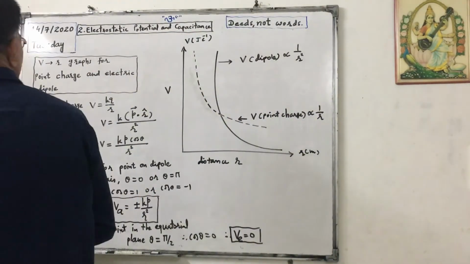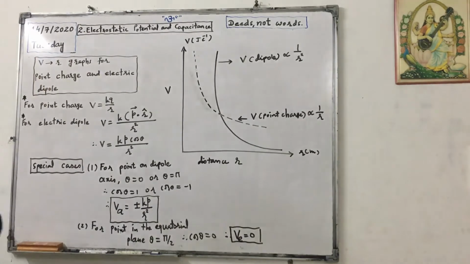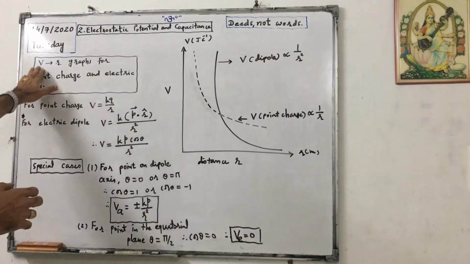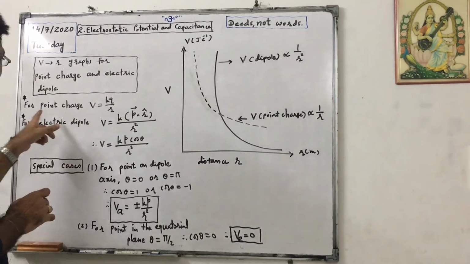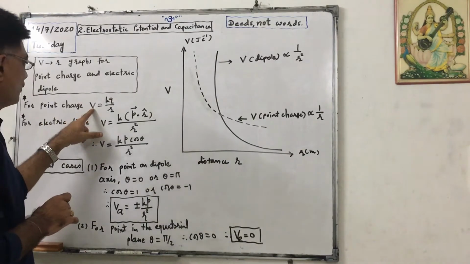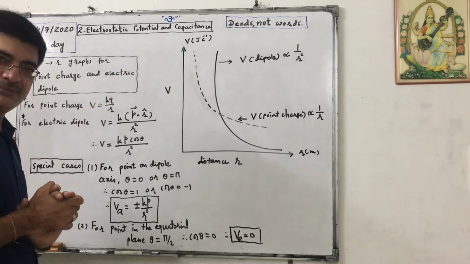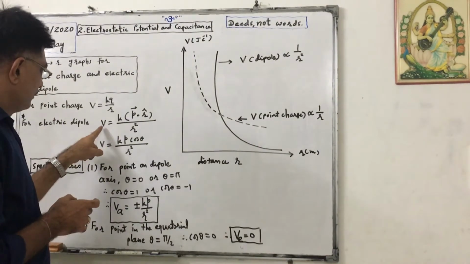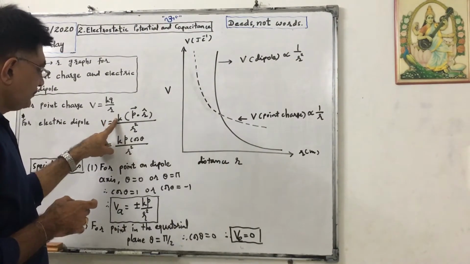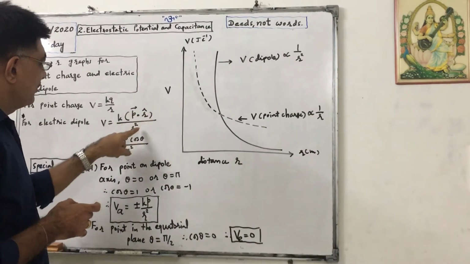So this is the topic. Second lesson: electrostatic potential and capacitance. We have to draw V versus R graphs, where V is electric potential, for a point charge and an electric dipole. We know that for a point charge, voltage V equals kQ by R. And for an electric dipole, V equals K into vector P dot R cap upon R square.